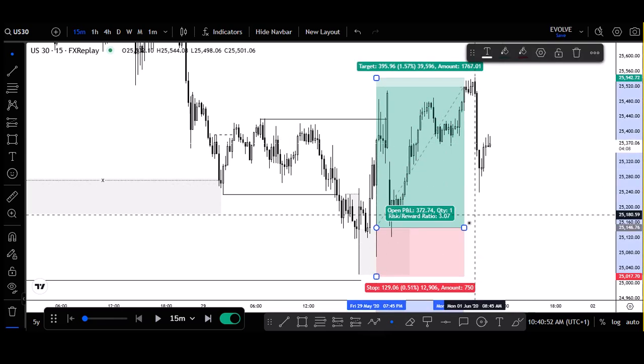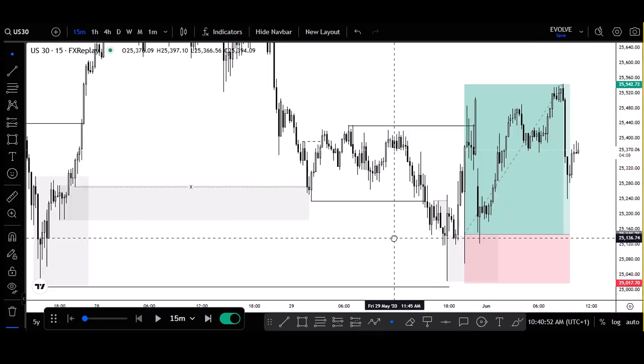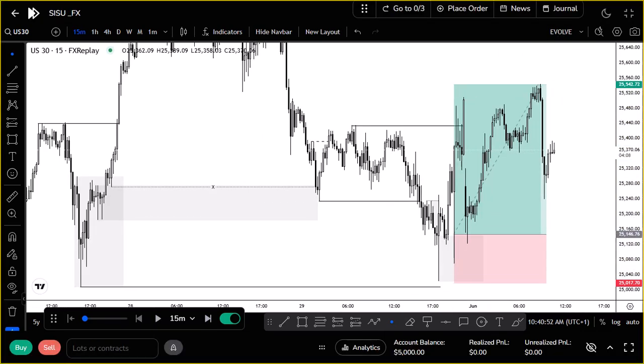So you don't want to be aggressive. You don't want to be aggressive. And this is a 3R trade for you. Beautiful. Happy day. Right? This is a 3R trade for you.